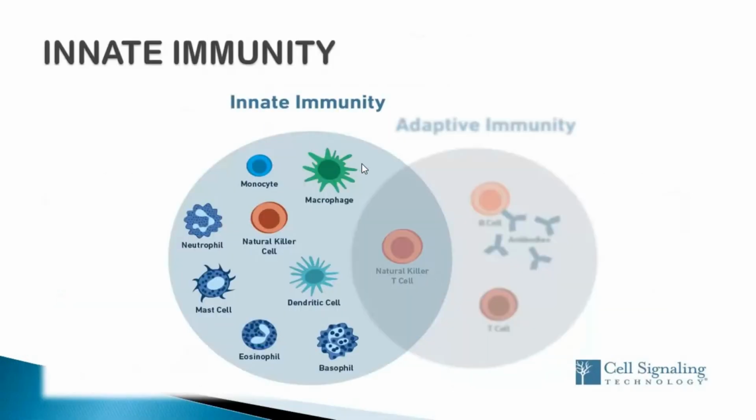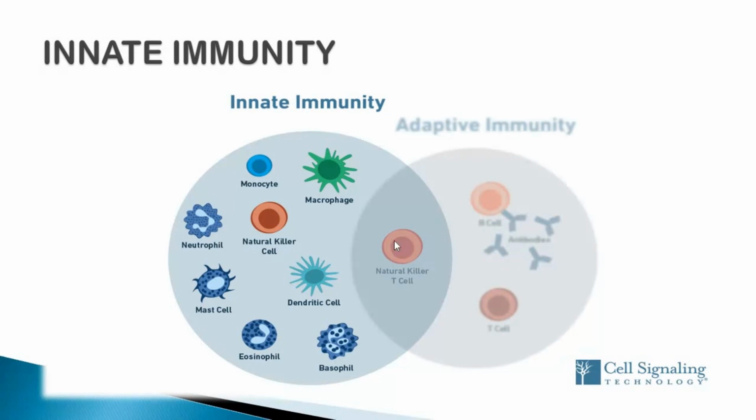So this diagram just shows us the cells that are in innate immunity and in adaptive immunity. Monocytes, macrophages, natural killer cells, neutrophils, mast cells, eosinophils, basophils, and dendritic cells are part of the innate immunity. Adaptive immunity has natural killer cells, B lymphocytes, and T lymphocytes.